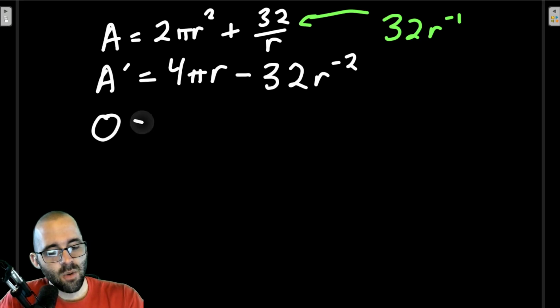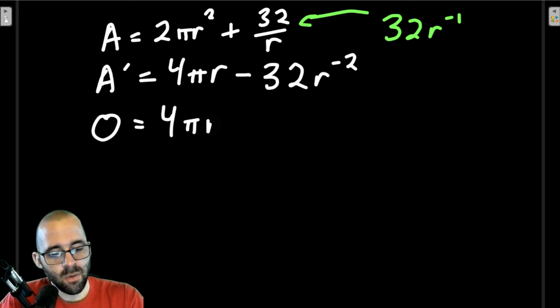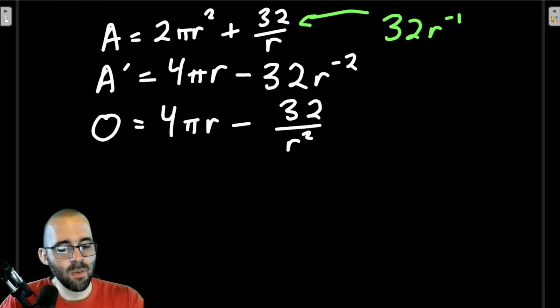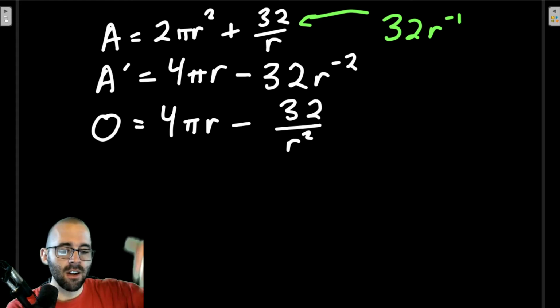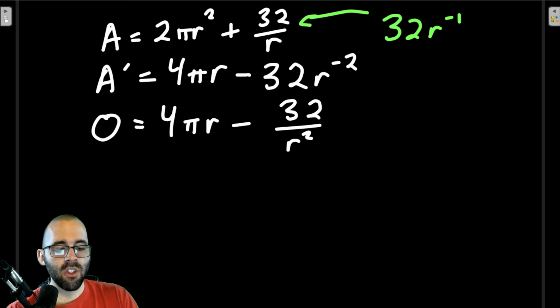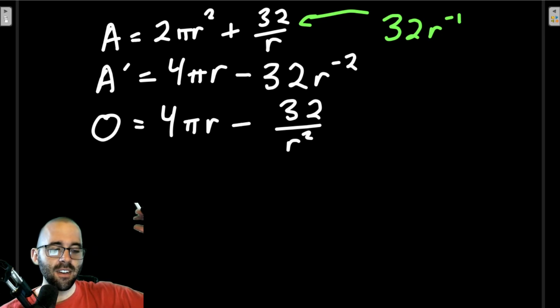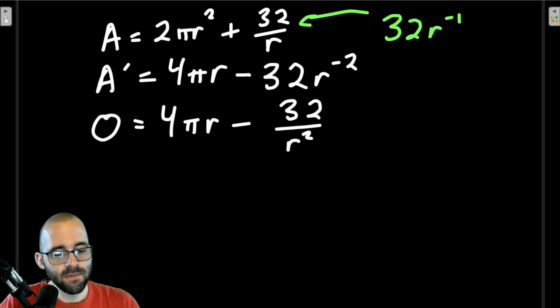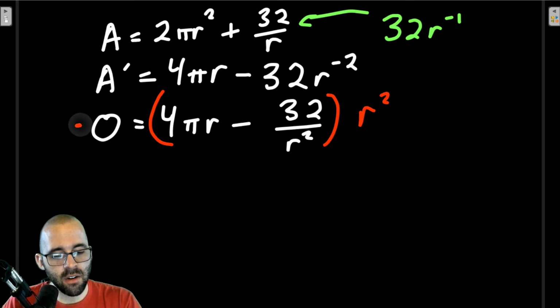We need to know when this derivative is equal to 0. So we set it equal to 0, and we're going to solve for r. Now I'll rewrite r to the negative second. Remember, the negative exponent moves the r to the denominator. The negative exponent is not attached to the 32. So the 32 stays in the top, and then we have an r squared in the bottom because we had that negative exponent attached to the r. Again, rational equation. We need to multiply both sides of this equation by our LCD. We only have one denominator, so our LCD is r squared.